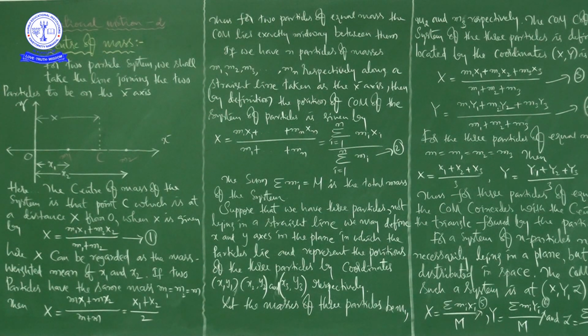It is equation number 1. Next, I told you what m1 and m2 are, and what x1 and x2 are. Here, x indicates the position. X can be regarded as the mass weighted mean of x1 and x2, right? This x1 and this x2 are both x.